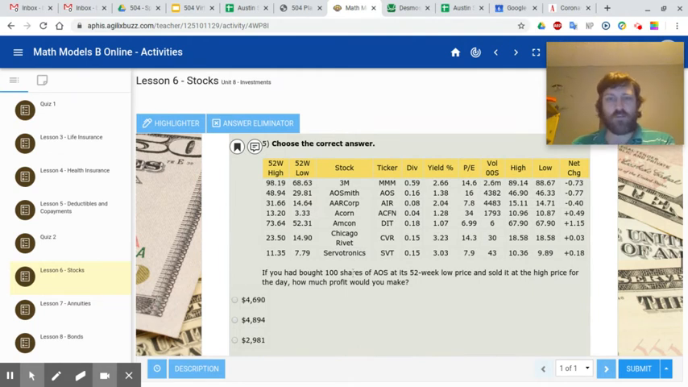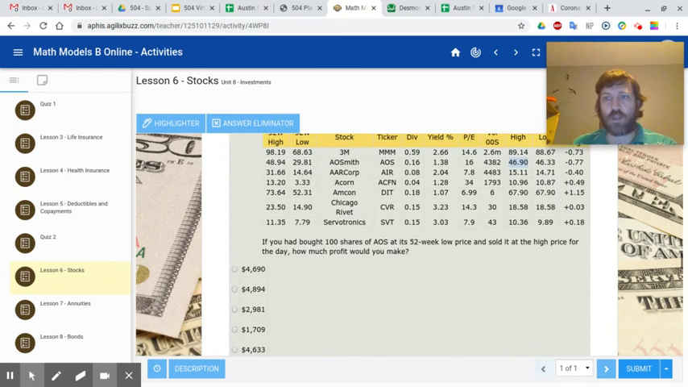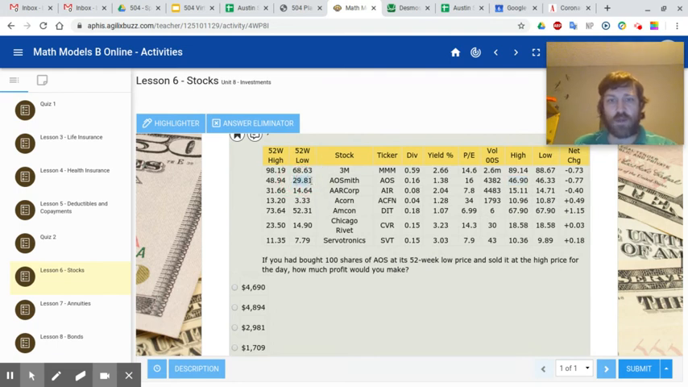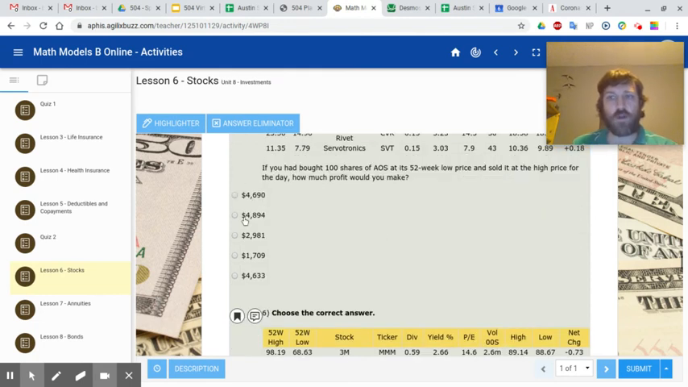If you had bought 100 shares of AOS at its 52-week low price and sold it for the high price for the day, how much profit would you make? You're going to be multiplying 100 times the 52-week low price. Again, find the correct stock. AOS is right here. So it's this number times 100, and then the high price for the day, which is this price right here. You need to do each of those times 100 and then find the difference, meaning subtract the two answers. I'm not going to go through the whole process, but you do 2981 times 100, 4690 times 100, subtract them, and find which one is the difference.